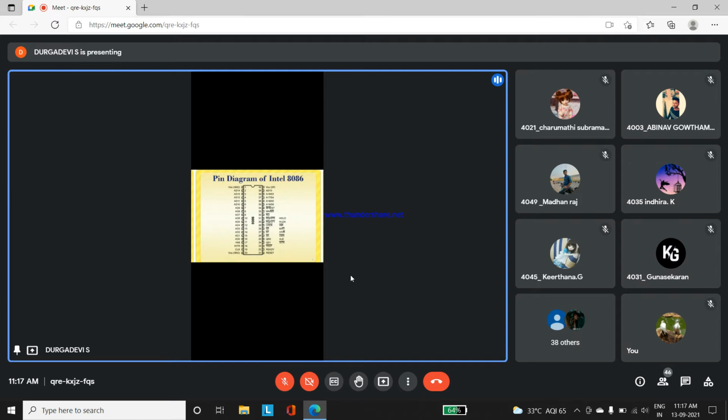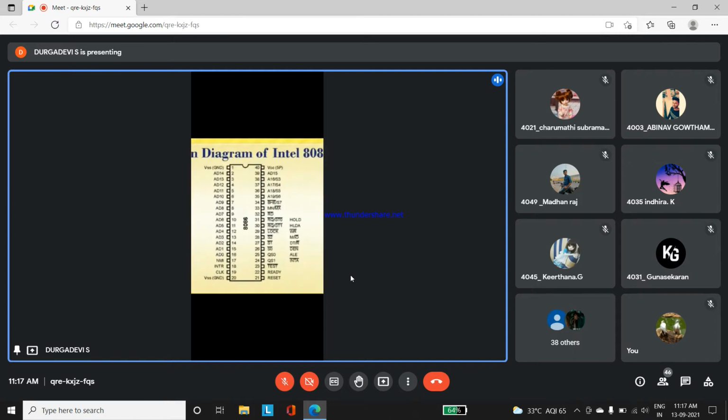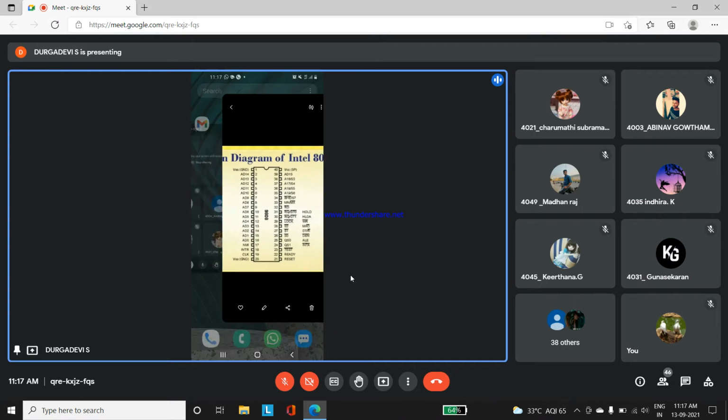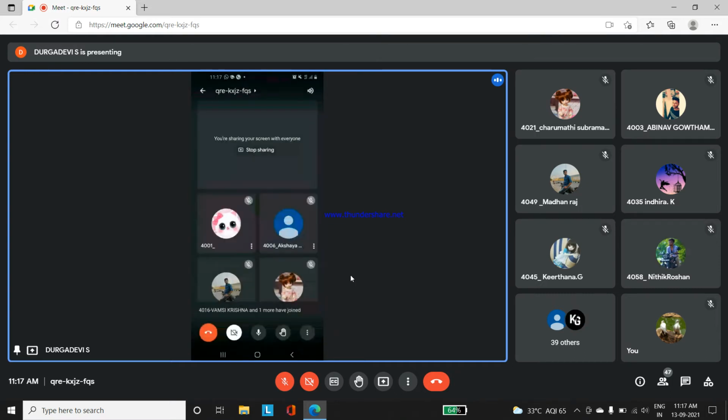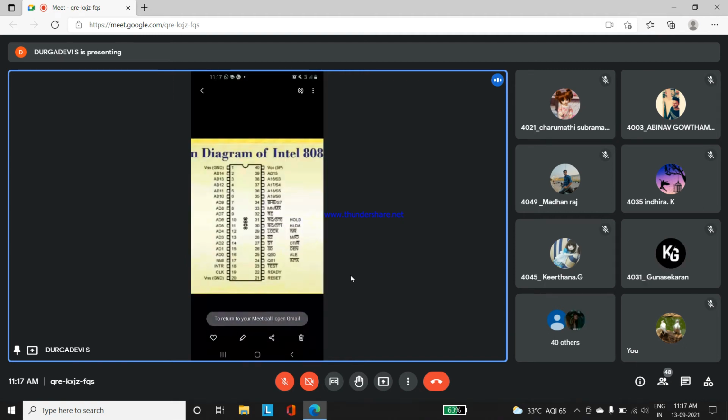It's a 40 pin IC. The main thing: you are connecting your processor. These lines, where will they be connected? The processor will be connected to your input device, to your output device, and to your memory. These connection lines are called your bus. Address bus, data bus and control bus together are called your system bus.